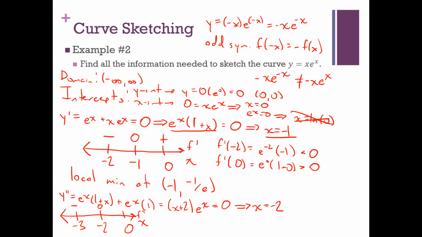And e to the x. Is this always positive, always negative? It's always positive, right? So really, what you want to know comes exclusively from this. If x is -3, that's negative, right? And if x is 0, that's positive. So what have we learned about what happens if x equals -2?